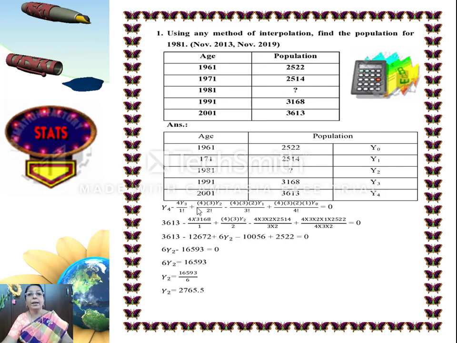As per the binomial expansion method, we give the values y0, y1, y2, y3 and y4. So our formula starts with y4: y4 minus 4y3 by 1 factorial plus 4 into 3 y2 by 2 factorial minus 4 into 3 into 2 y1 by 3 factorial plus 4 into 3 into 2 into 1 y0 by 4 factorial, which is equal to 0. We substitute the values in their places and we find y2.